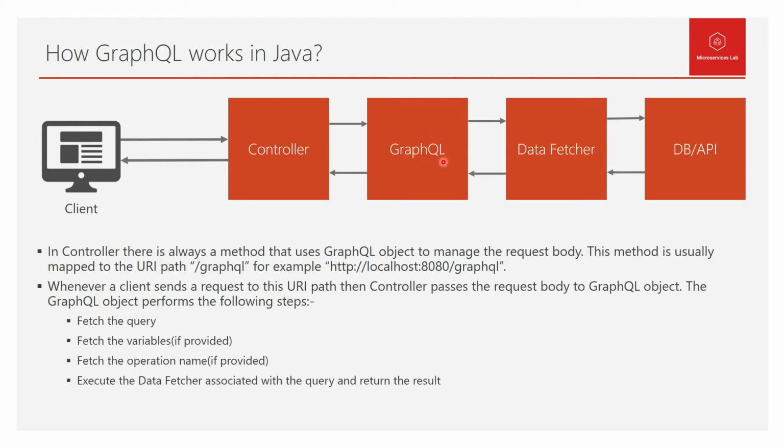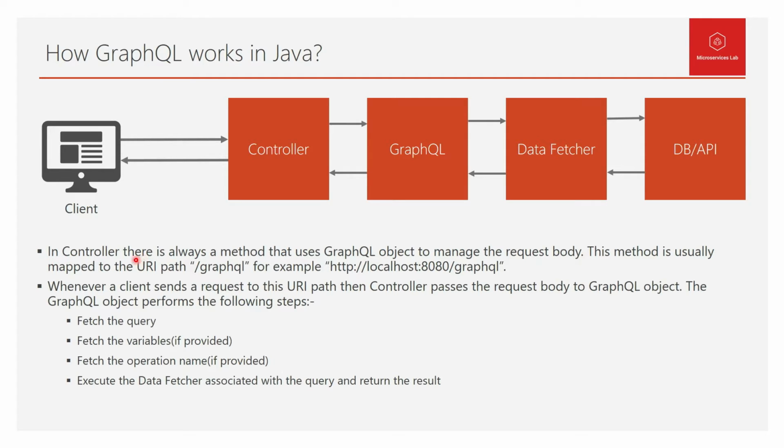Further, this GraphQL instance will always execute the data fetcher if the operation mentioned in the request is a valid operation. Upon execution of the data fetcher, it either fetches the data from the database or it requests an API in order to get the data, and then the result is returned. Now at the controller side, the controller creates a response from this result and sends it back to the client.